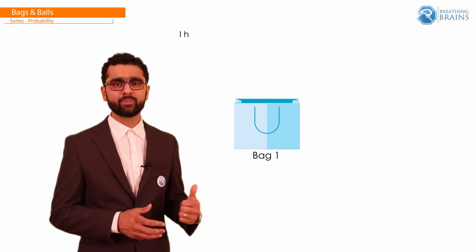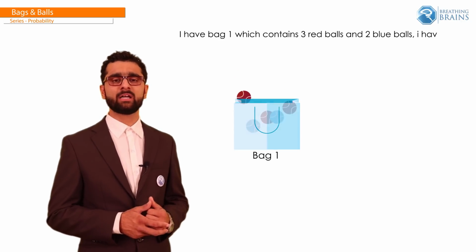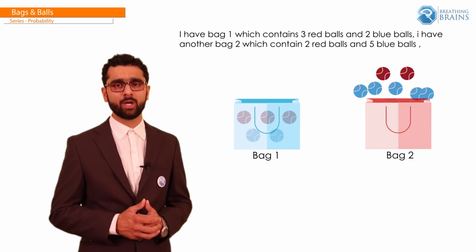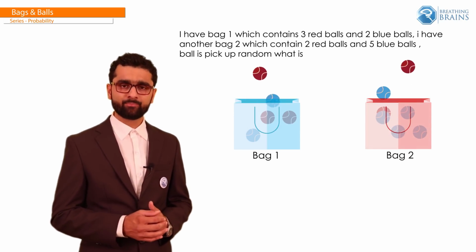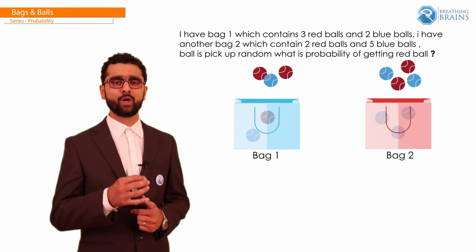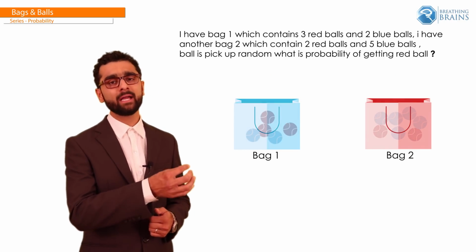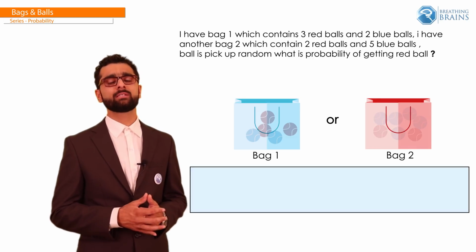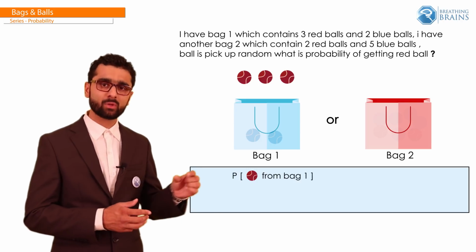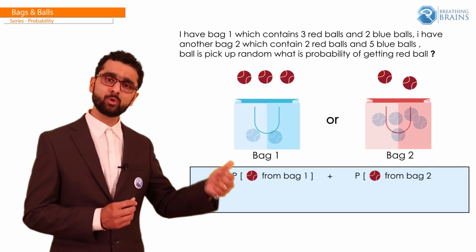I have a bag 1 in which there are 3 red balls and 2 blue balls. I have another bag 2 in which I have 2 red balls and 5 blue balls. Now, a ball is picked at random. What is the probability of getting a red ball? Here, when I am drawing one ball, it can be either from bag 1 or from bag 2. So, the final answer will be the probability of selecting a red ball from bag 1 plus the probability of selecting a red ball from bag 2.